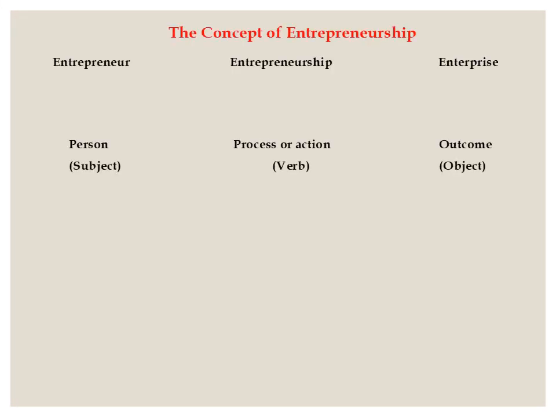Now we'll discuss the concept of entrepreneurship. The concept of entrepreneurship generally deals with three subjects. First is entrepreneur, then entrepreneurship, and enterprise. Here, the entrepreneur is called the person, the process is called entrepreneurship, and the outcome is called enterprise.